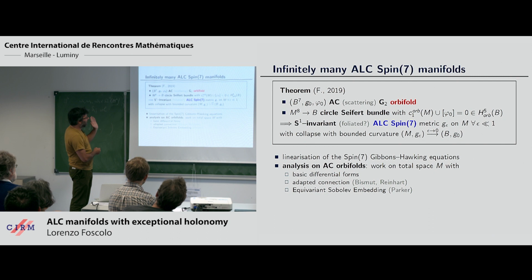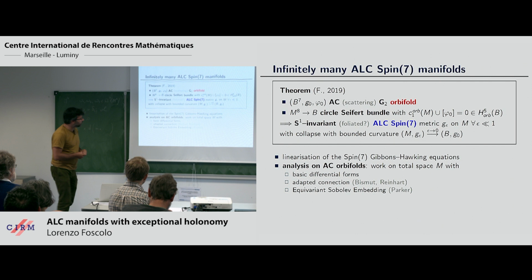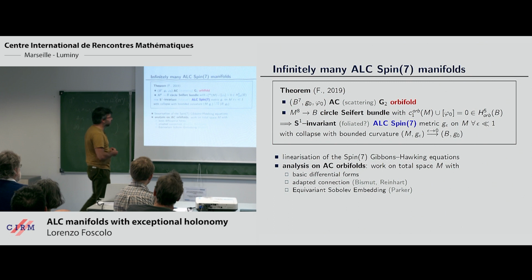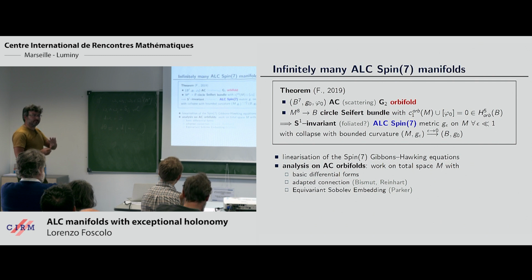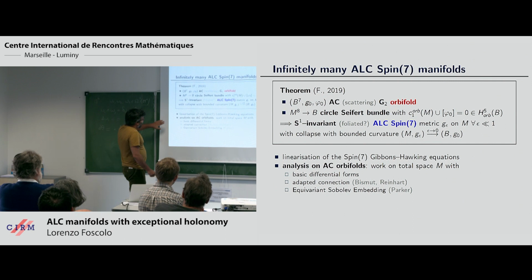The key thing is understanding linearization of those Gibbons-Hawking type equations in dimension 8 for Spin(7) metrics. Those equations are not obviously elliptic for various reasons. There's quite a lot of massaging one has to do to connect to a system that actually involves Dirac operators and D plus D star, but that can be done.